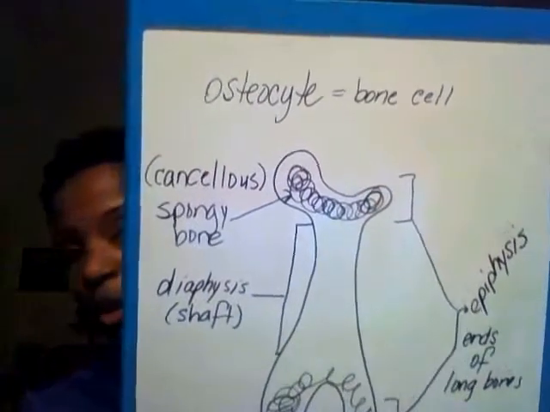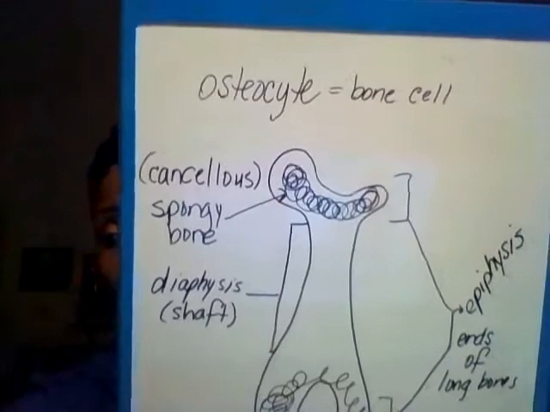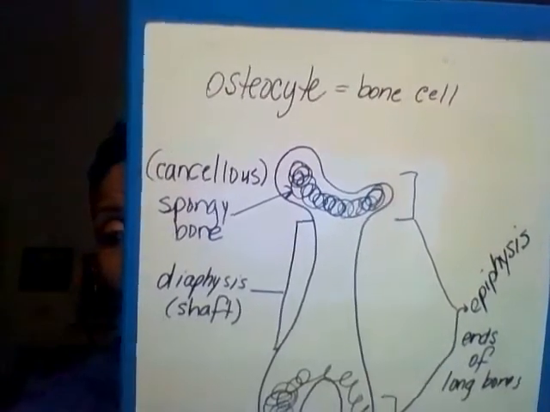In the ends of long bones, we'll find what we commonly call, and you've probably heard of it, spongy bone. Another name for that, which means the same, is cancellous. Spongy bone, cancellous bone. They are synonymous. That's what we find at the ends of the long bones.